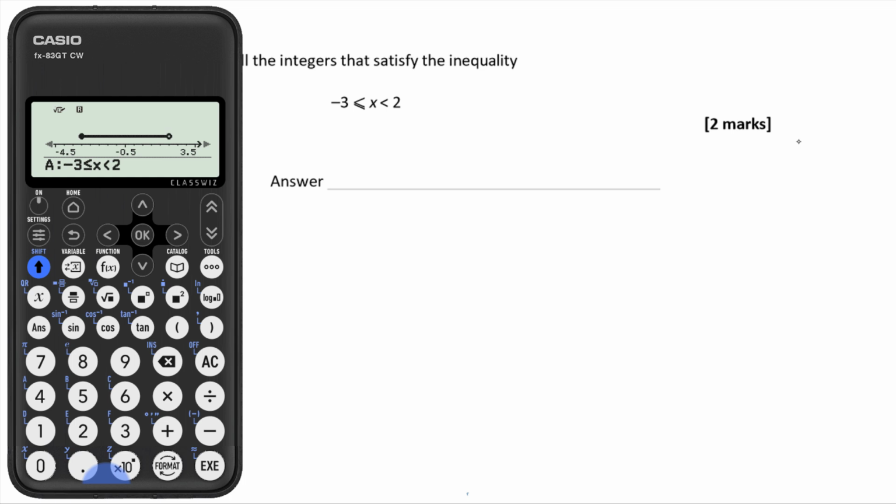Now unfortunately it's not drawn such a nice scale for me, but if I press the right key, that's a little bit nicer. I just shuffled along a little bit until I got a scale that looked a little bit nicer to use. So I've got minus 3 on the left. Now that is part of the number line, so I'm going to put minus 3 as one of my numbers. Then I can have minus 2, minus 1, or 0, or 1. Now all those numbers lie between minus 3 and 2. Now 2 is the other limit, but x needs to be strictly less than 2, so it's not that one.